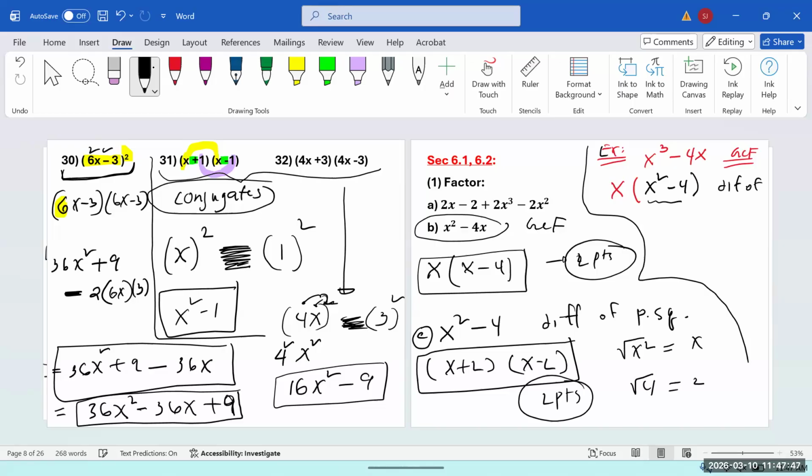Difference of perfect squares. So that means you have to do it one more time. So what do you get from the difference of perfect squares? x plus 2, x minus 2. And don't forget about your GCF. So total, how many factors do you have? 3 of them. So 3 points, 1 for each. So if you miss one of them, at least you get 2 points.